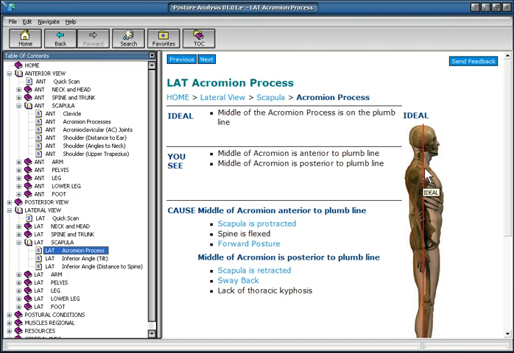So from all three views, anterior, posterior, and lateral view, we get an idea now how it should hang in there, what deviations there are, and what might cause it. So please check the other tutorials for more information.